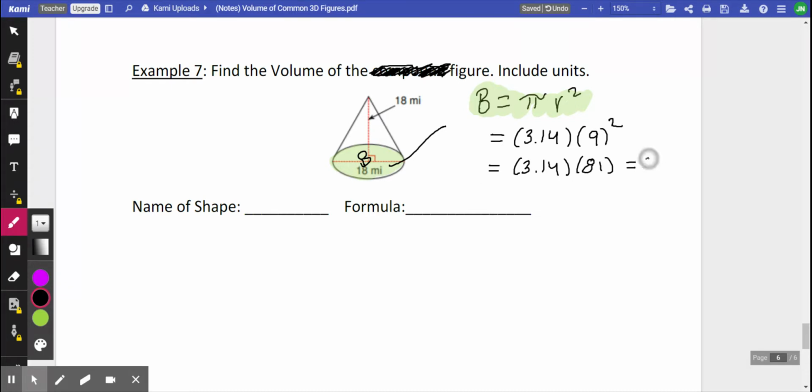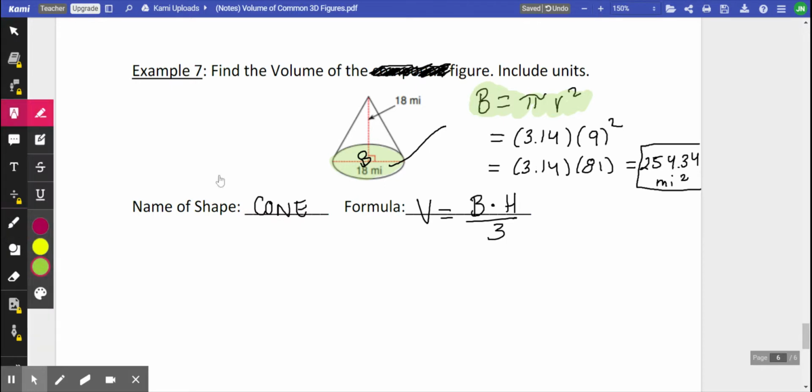254.34. And again, this is miles, so I'm going to write miles squared. Don't forget the units. Now this is the formula for the base. This is actually not a cylinder though. The name of the shape is a cone, and the formula for a cone is basically a third of a cylinder. So the volume is the area of the base, multiplied by the height, and then divided by 3. You take the area of the base, which we just found, multiply it by the height, which they give us, and divide by 3 at the end.